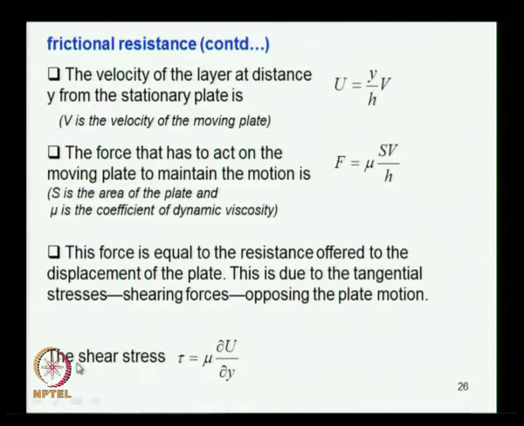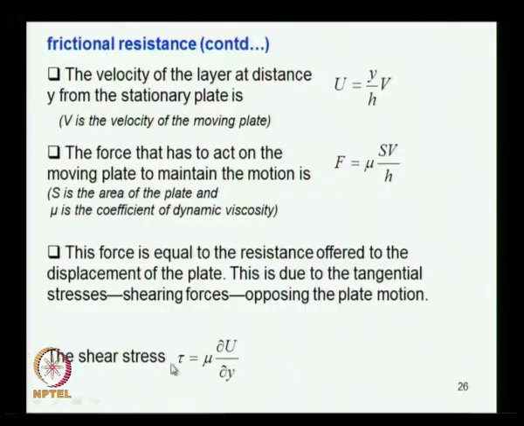You can see it is coming from this relation which I mentioned: shear stress tau is equal to mu into dou u by dou y. You know this relation. So this is a relation which defines the Newtonian fluid, okay. And if you know the stress, stress into area gives the force. So you get this relation from this one using the relation over here.